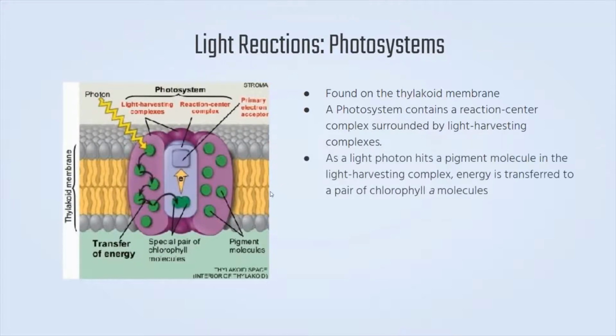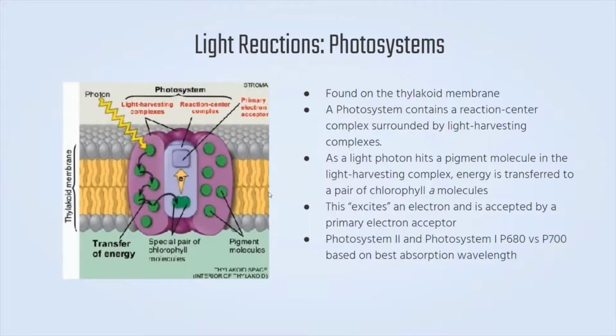And as a light photon hits a pigment molecule, which in this diagram is shown with the green circle, the energy is transferred and it bounces around these pigment molecules until it attaches to a pair of chlorophyll a molecules within the reaction center complex. And as a result of this, the electron will be excited and it will be accepted by a primary electron acceptor.